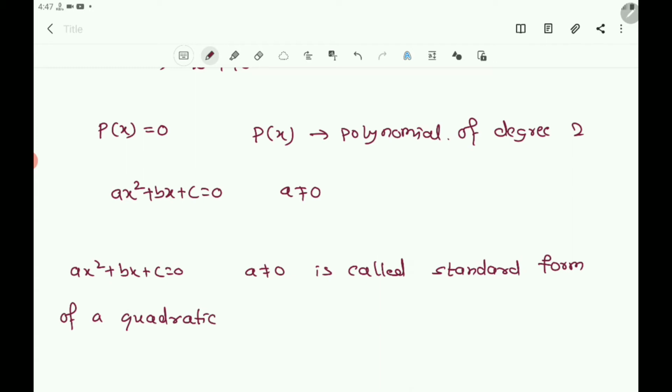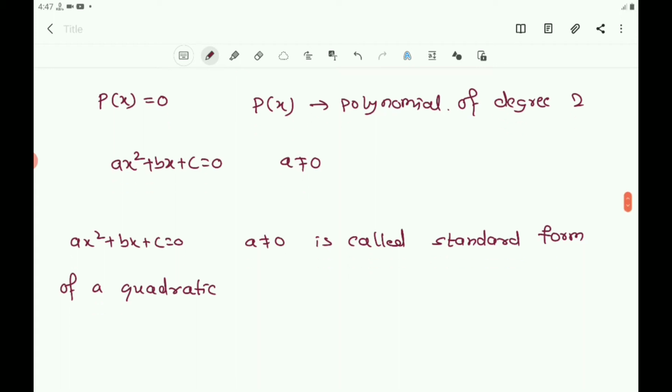Standard form of a quadratic equation is ax square plus bx plus c equals 0, where x is a variable, a, b and c are real constants. A should not be equal to 0. Quadratic equations arise in several situations in the world around us, and in different fields of mathematics we are using quadratic equations.